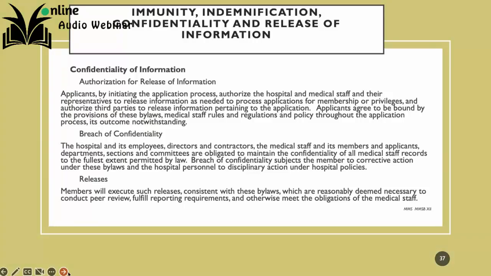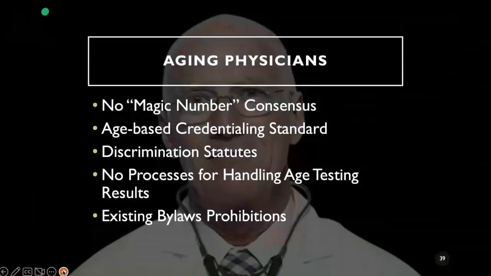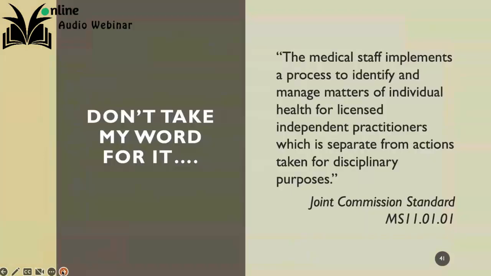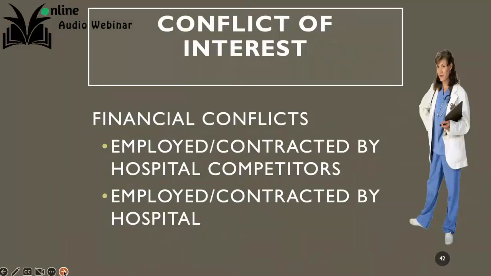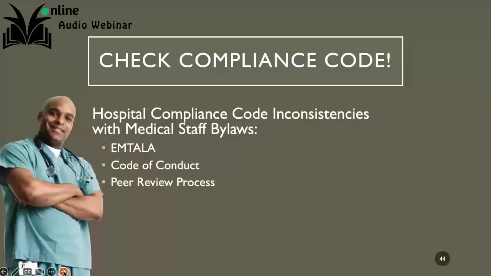I also recommend, everybody hates parliamentary authority, but it really can be helpful. I mentioned don't put an age in for your requirements for membership. You can't discriminate on age. However, the medical staff is responsible. Conflict of interest, I've mentioned a couple of times. The medical staff is a sophisticated organization, and be aware that the hospital has a compliance code that deals with a lot of these issues. For the hospital, the medical staff needs to have its own approach to many of those issues, and particularly needs to make sure that the medical staff bylaws are not in conflict with the hospital's compliance code, and vice versa.